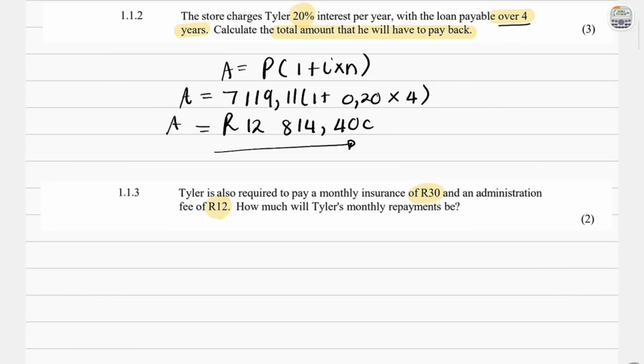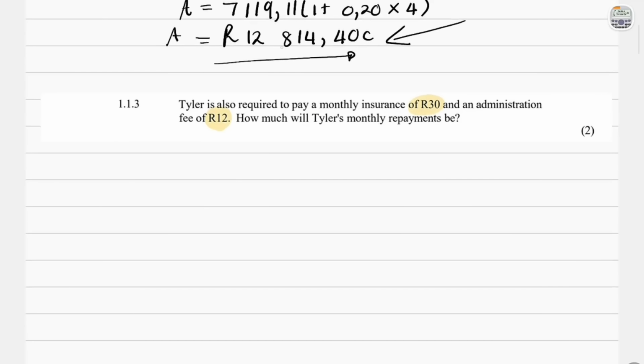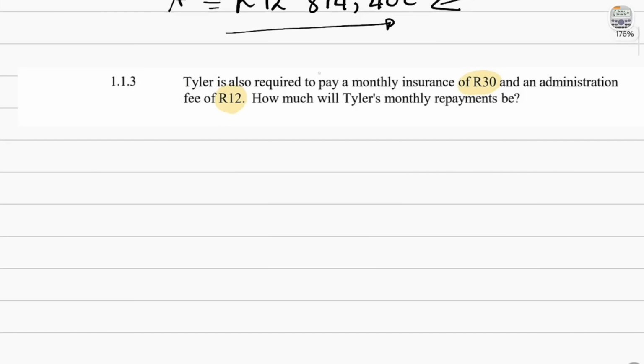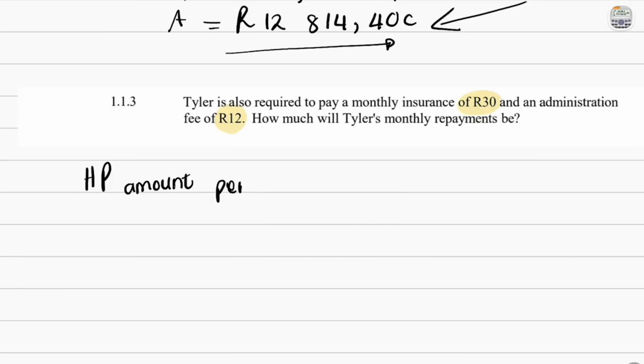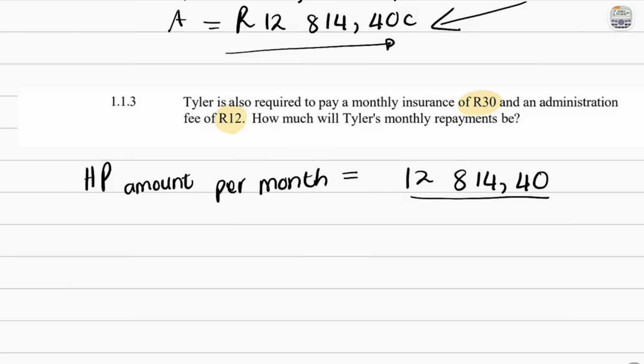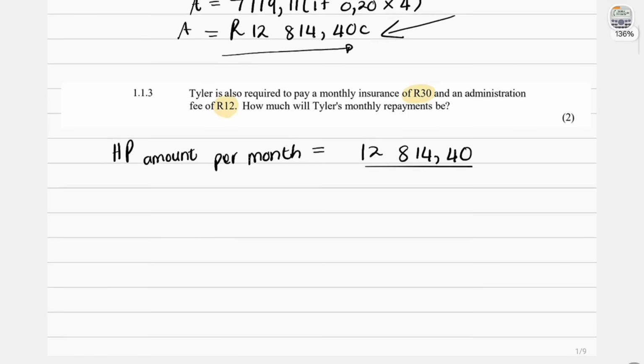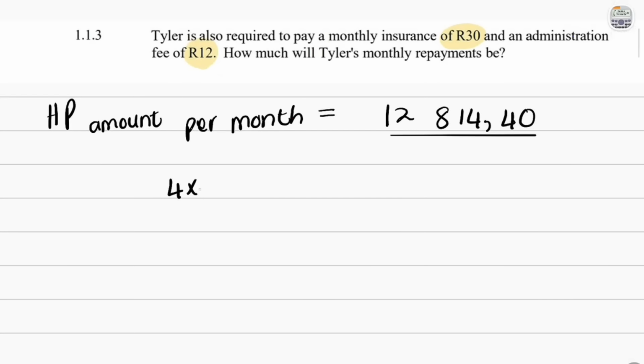So we need to find out how much he's going to pay every month in those 4 years first for the sound system itself, not the insurance or the administration fee. Okay, so let's find that first. So the hire purchase agreement is this, and we want to find out how much he's going to pay per month. Okay, so it was 12,814 Rand and 40 cents. And then we are going to divide it into the total months he's going to pay this over. We know that it's 4 years, and in 1 year there are 12 months. So 4 times 12, and that is 48. So divide it by 48 months so that we can find out how much he pays every month.